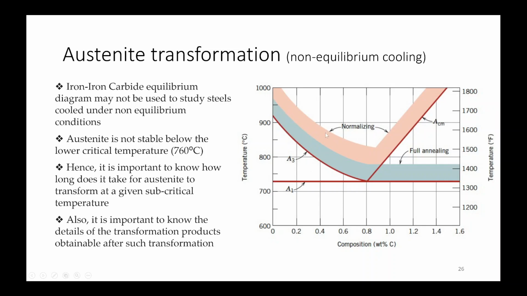In the case of annealing, normalizing and hardening, these are three heat treatments that we'll be talking about after some time. In this case, you'll be getting different phases than pearlite.